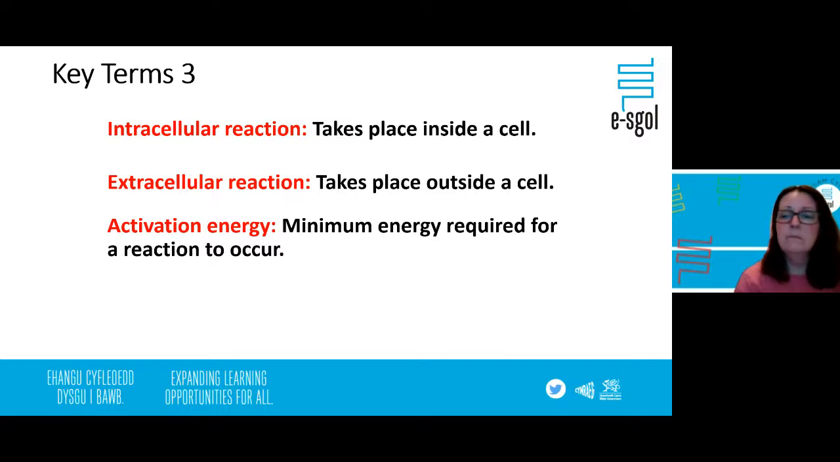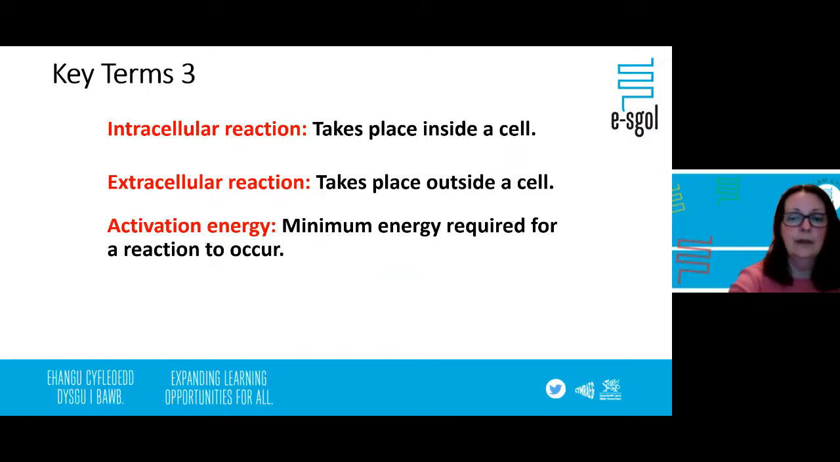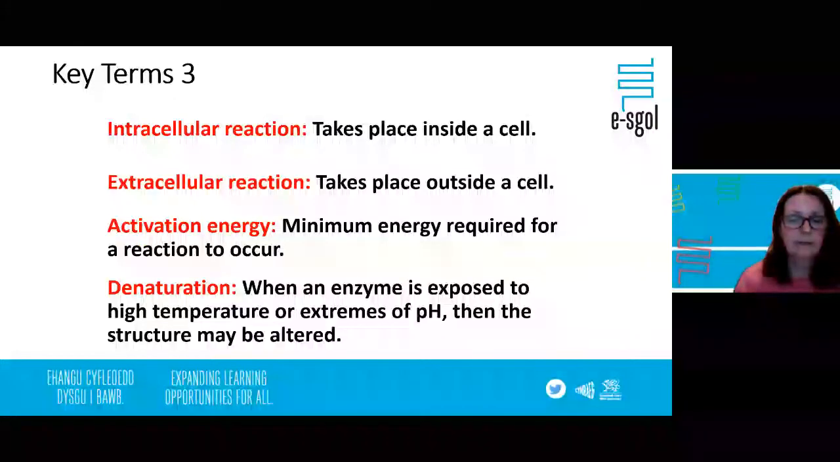Activation energy, this may be something that you covered at GCSE, but it's the minimum amount of energy required for a reaction to take place. And there's an exam question later on that I can use to illustrate this in a little bit more detail.